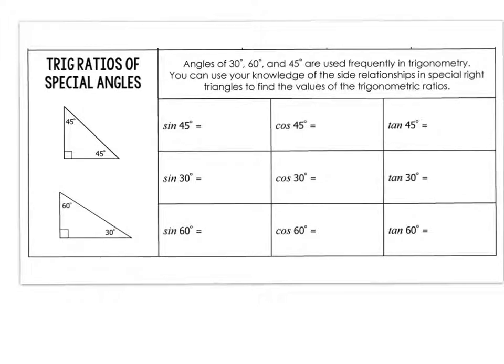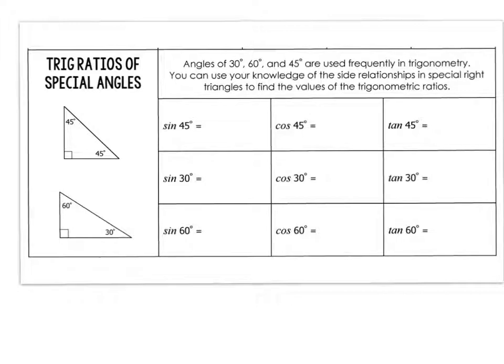Okay, the last thing we need to do with these special right triangles is know their trig ratios. The trig ratios for 45 degrees, 30 degrees, and 60 degrees show up all throughout trig. You will need to memorize them eventually. The more we use them, the more you'll know them. You can always go to a triangle and figure them out, but if you have them memorized, that makes it a little easier, okay? So here's what you do.